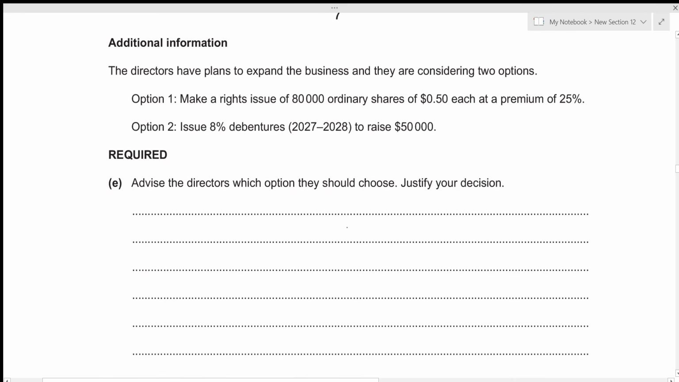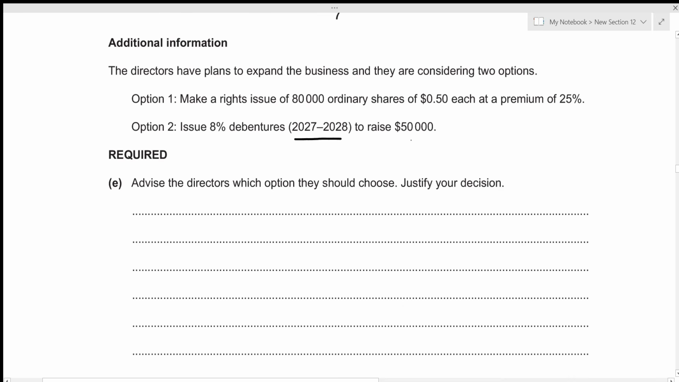We're given additional information again. The directors have plans to expand the business and they are considering two options. The first one is to make a rights issue of 80,000 ordinary shares of 0.50 each at a premium of 25%. And the second one is to issue 8% debentures, and we need to repay the debentures in the year 2027 to 2028 in order to raise 50,000. So we now need to advise the directors which option they should choose by justifying our decision.